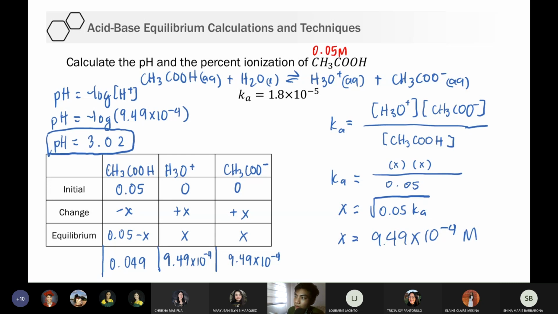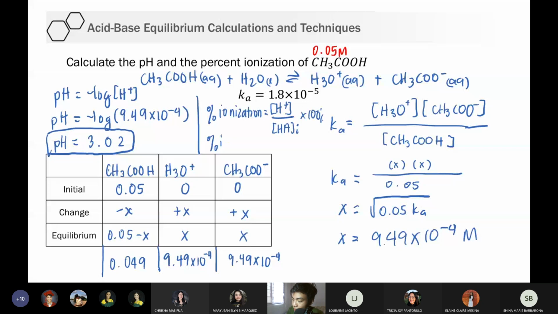Di ba? Again, take note. When we say pH, equilibrium H plus concentration yan. Not the acid concentration. Paki-take note ha. Baka kasi mamaya makalimutan. Equilibrium yan. How about the percent ionization? For the percent ionization, dito na lang ako magsusulat. So for percent ionization, that is the concentration of H plus divided by your initial concentration of the acid times 100%.